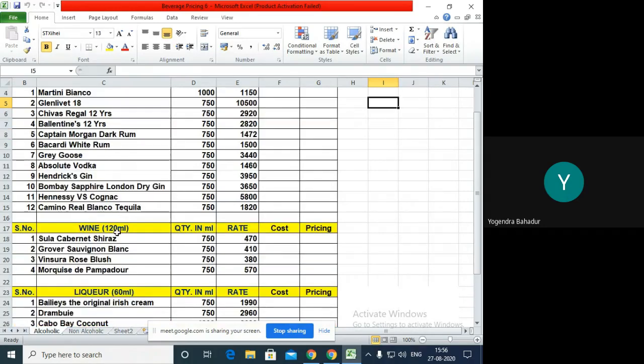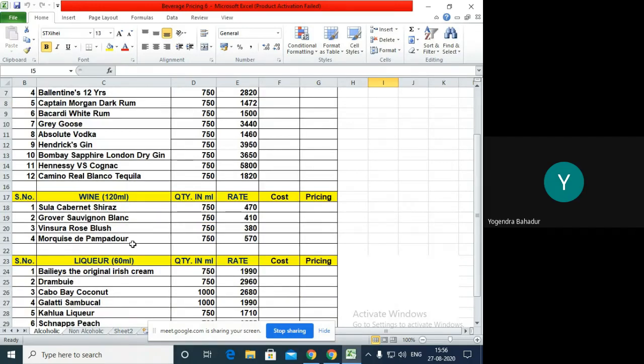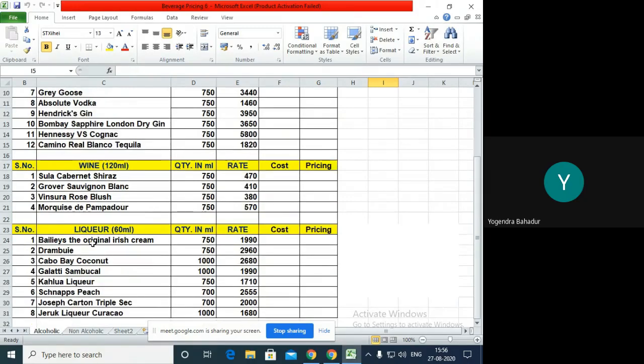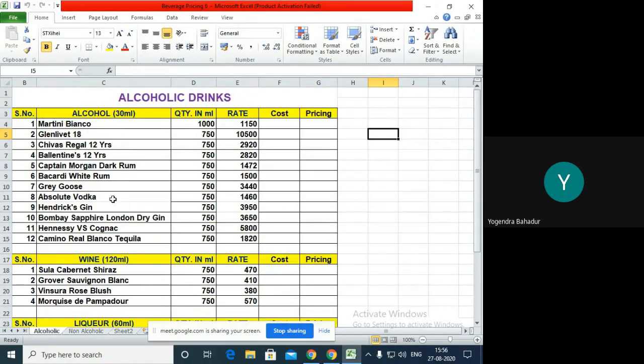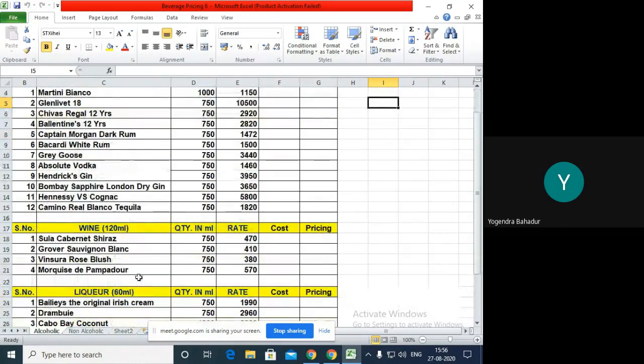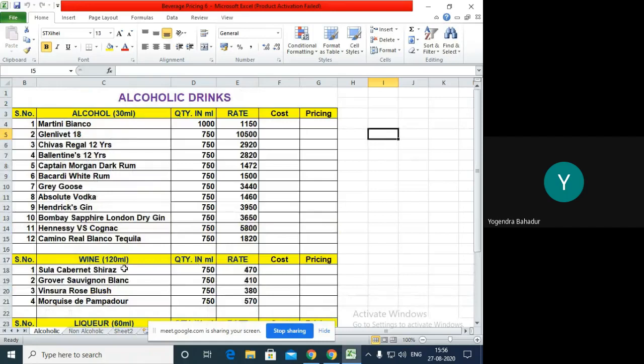In case of wine, we would be taking 120 ml per glass. Here we are actually trying to find out the price of one particular glass of wine. Likewise, for liqueur, the standard measure is 60 ml. So these three measures you will have to always keep in your mind, because in practical exams, these three measures will not be disclosed by me. They will remain hidden, and you will have to use your own common sense.